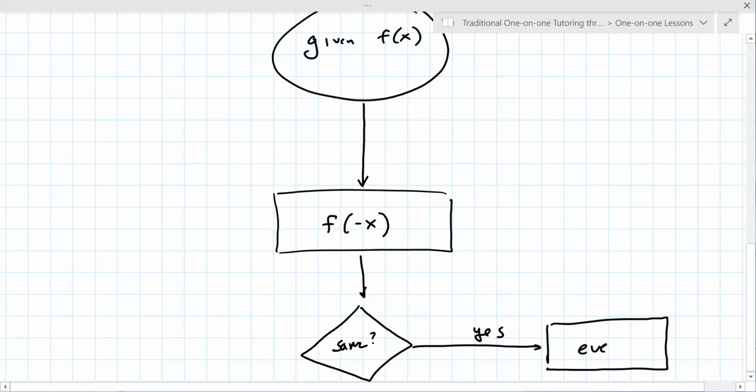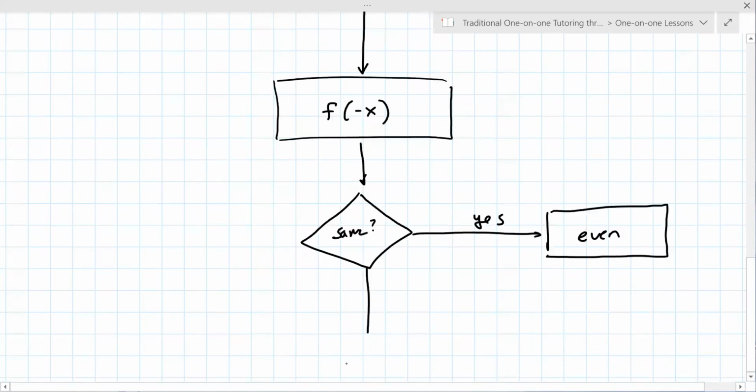But if it's a no, that's where we're going to leave off right here, because we're going to do something different. But no doesn't mean that it's odd. It just means that it's a no. I think you also went over that it could be neither.